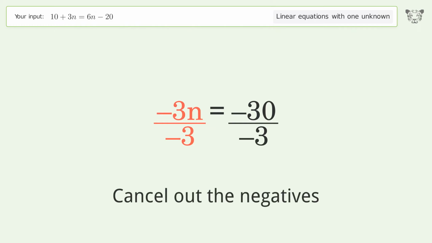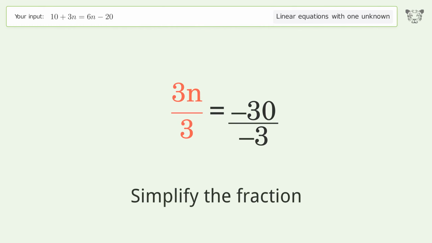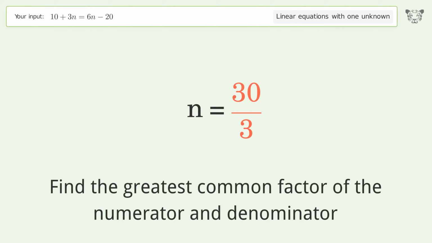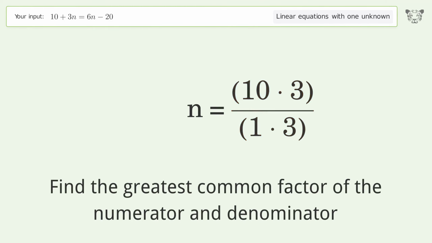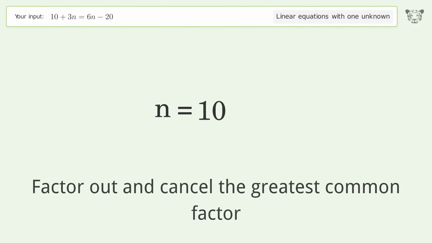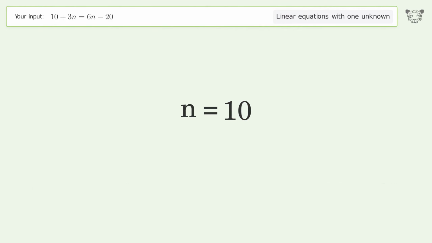Cancel out the negatives. Simplify the fraction. Cancel out the negatives. Find the greatest common factor of the numerator and denominator. Factor out and cancel the greatest common factor. And so the final result is n equals 10.